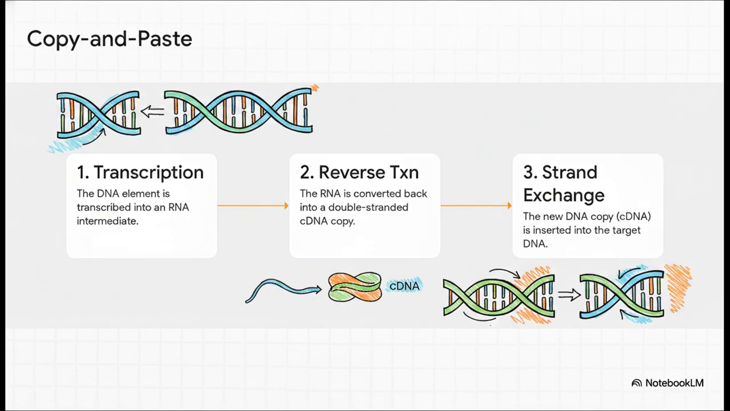Pretty neat. Now, the copy and paste way of doing things is a bit more complex because it has this clever intermediate step. First, the original DNA is copied into a temporary messenger, an RNA molecule. Then, and this is the key part, that RNA message gets converted back into DNA. That's a process called reverse transcription. Finally, this fresh DNA copy gets stitched into the genome.